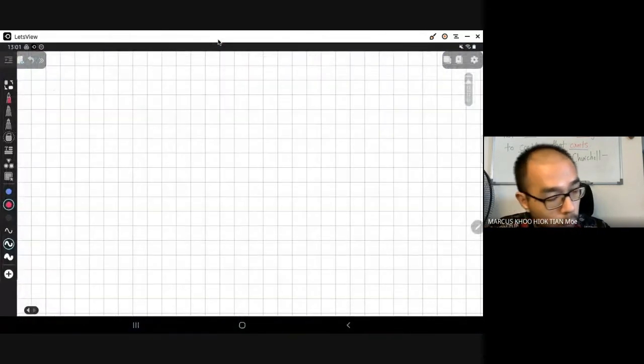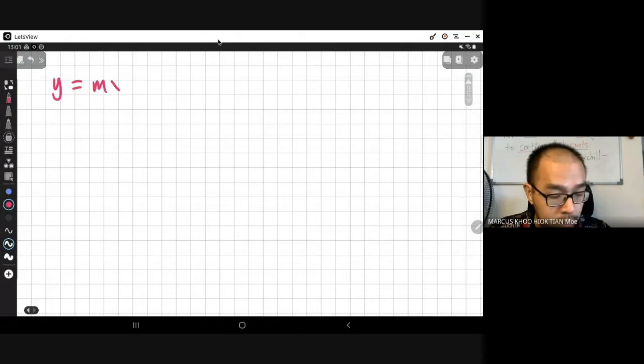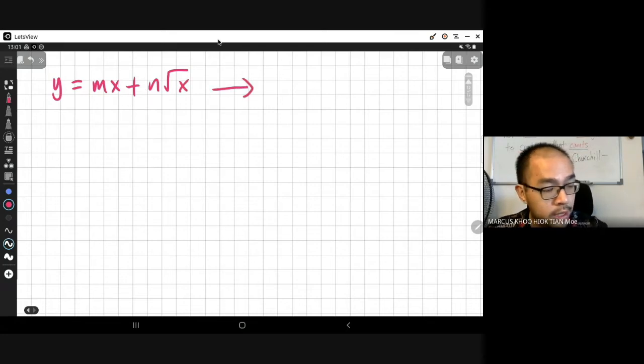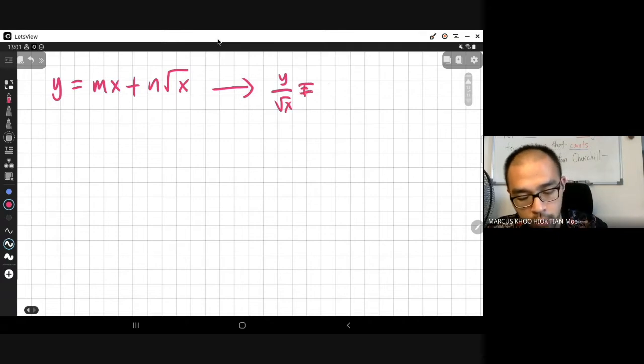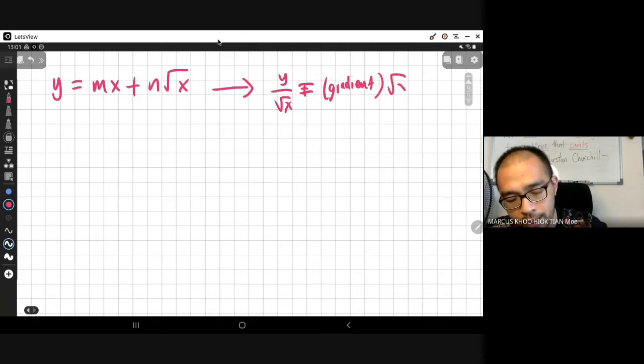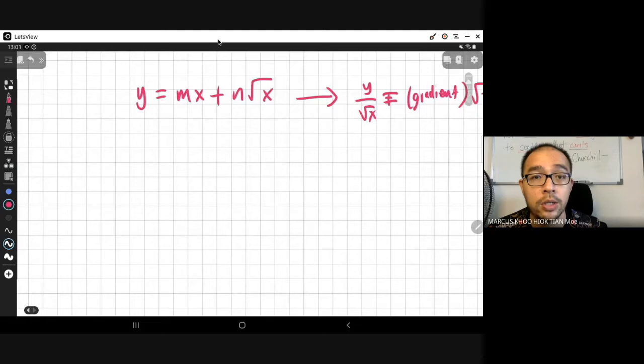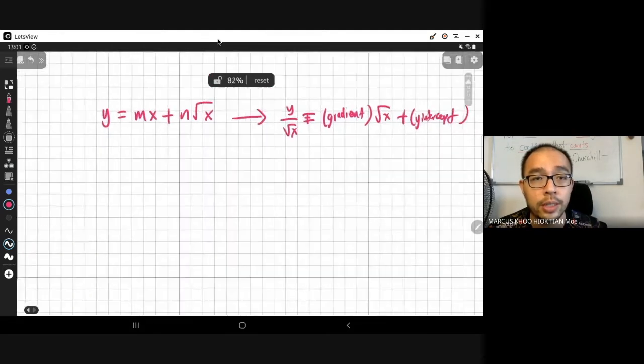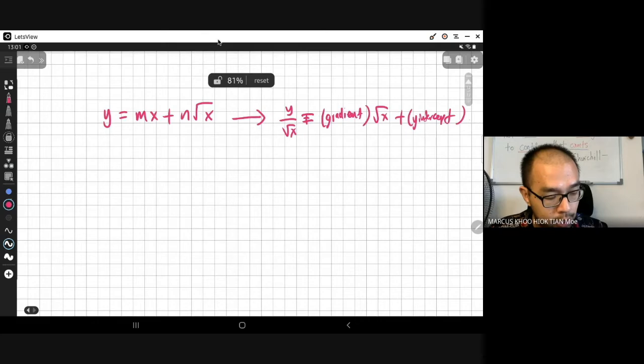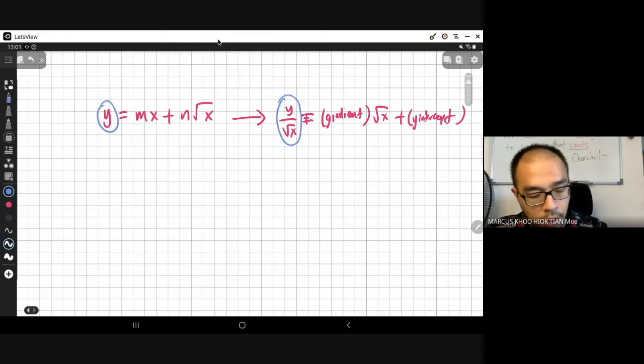Okay, let's take a slow look at this. So y equals mx plus n square root of x. We want to change it so that it becomes y over square root x equals whatever the gradient is, times square root of x, plus the y-intercept. Okay, that's what we want. So if you take a look at these two, you will notice that the most logical thing is to change this and this. Okay, we divide everything by square root of x.